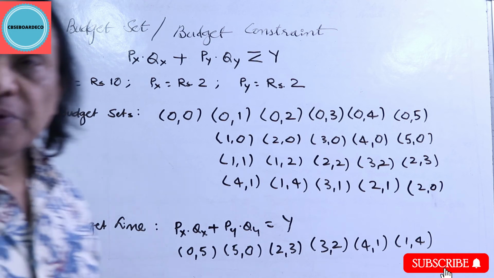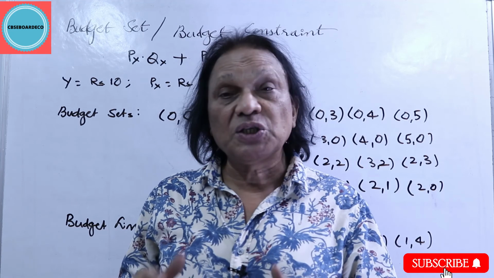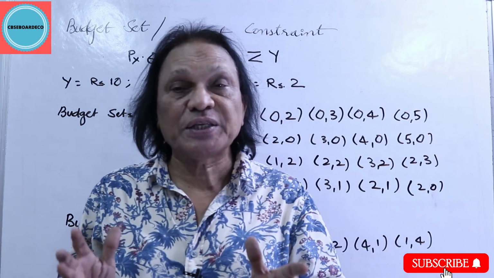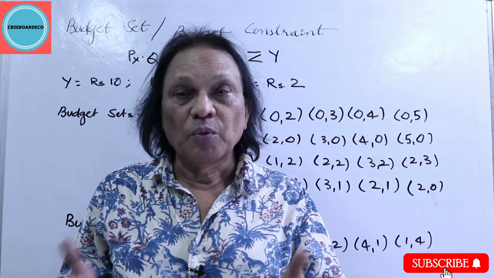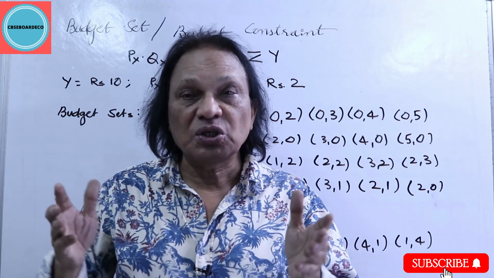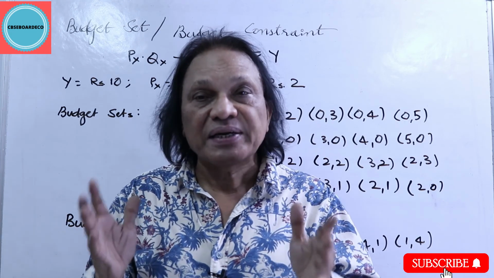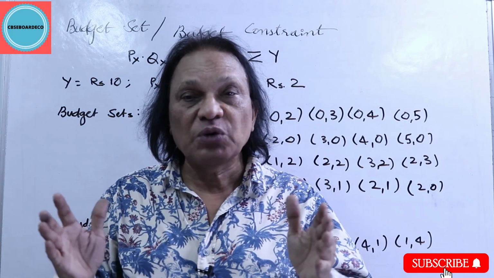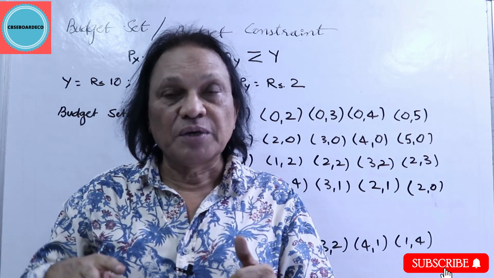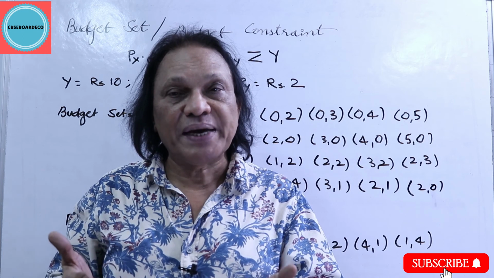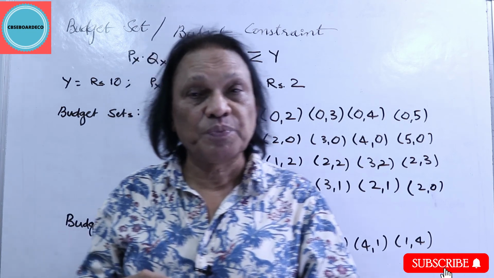So in this video we learned what is a budget set and budget constraint. Budget set, once again, Pxqx plus Pyqy is less than or equal to income, whereas budget line consists of only those sets which cost the consumer exactly his income. Pxqx plus Pyqy is equal to income. When you are on the budget line, that means you are spending all the money in buying a combination of two commodities. That's all we have time for in this small video.